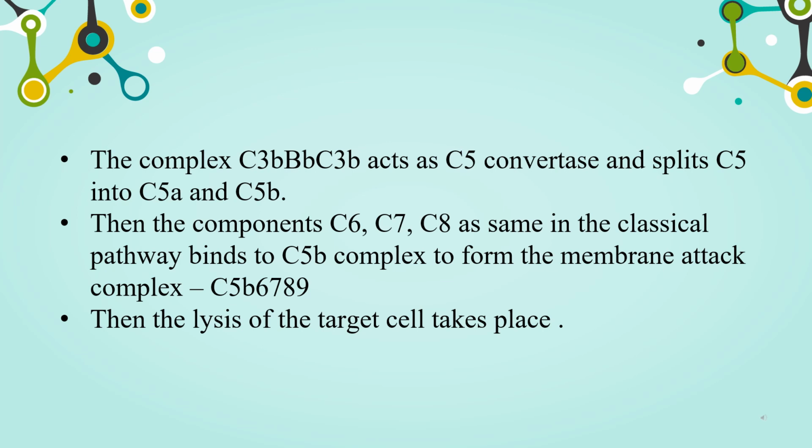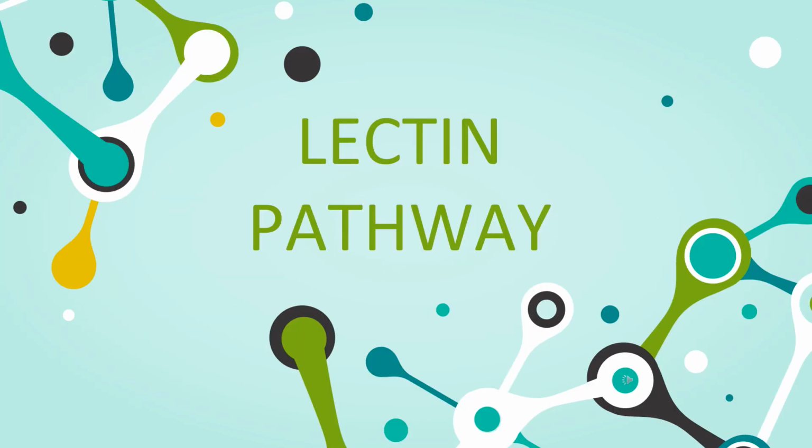Then the components C6, C7, C8, as in the classical pathway, bind to the C5b complex to form the membrane attack complex, that is C5b6, 7, 8, 9. Then the lysis of the target cell takes place. Next, we'll see about the lectin pathway.